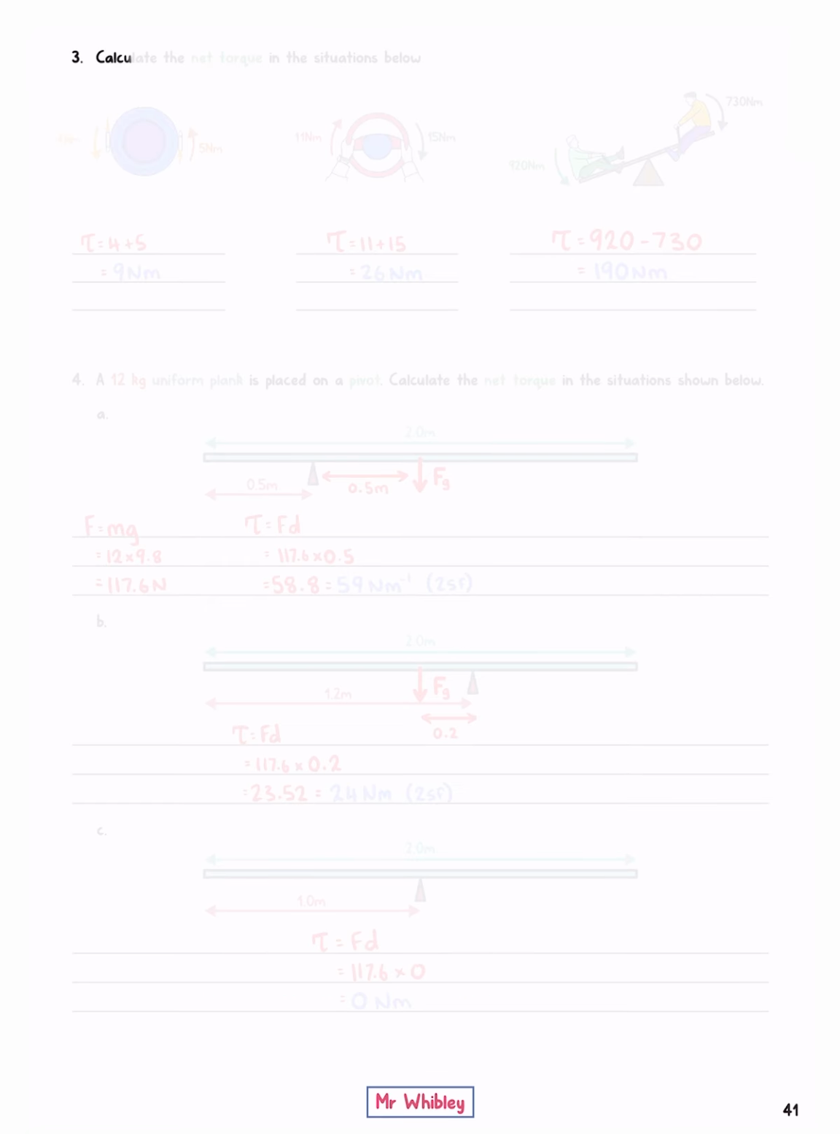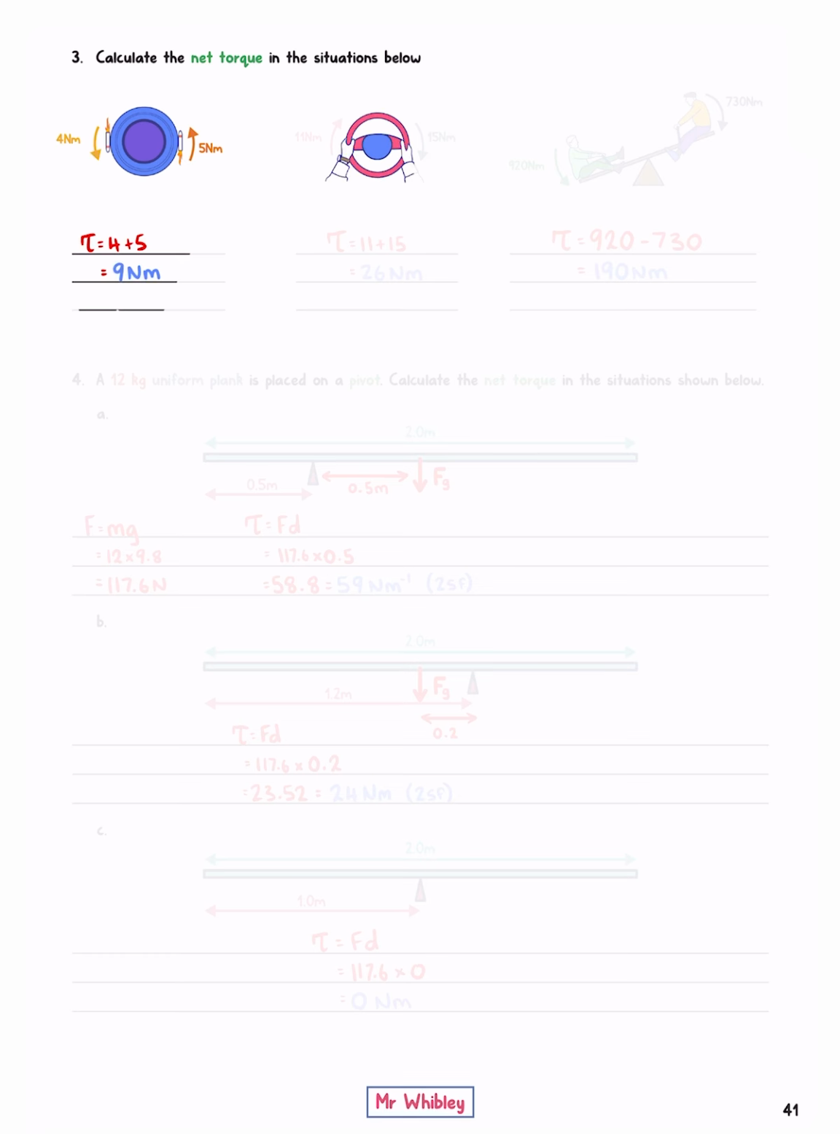Question 3. Calculate the net torque in the situations below. Here we have a frisbee with rockets attached, one applying 4 Newton meters of torque and the other applying 5. These torques are in the same direction, and so they add together to give us 9 Newton meters. And by same direction, I mean that they are both counterclockwise.